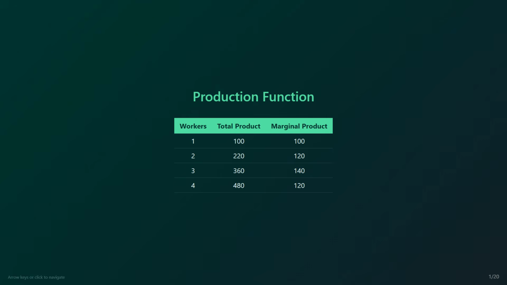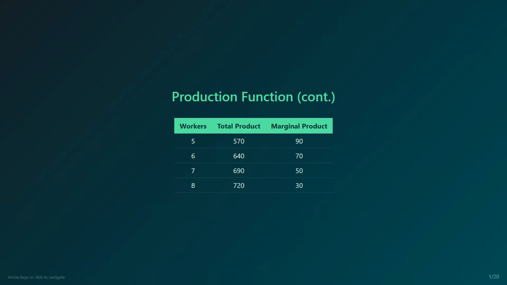Now, let's calculate the marginal product, how much each additional worker contributes to production. This is simply the difference between two consecutive total output levels. Worker 1, marginal product, 100. Worker 2, marginal product, 120, 220 minus 100. Worker 3, marginal product, 140, 360 minus 220. Worker 4, marginal product, 120, 480 minus 360.